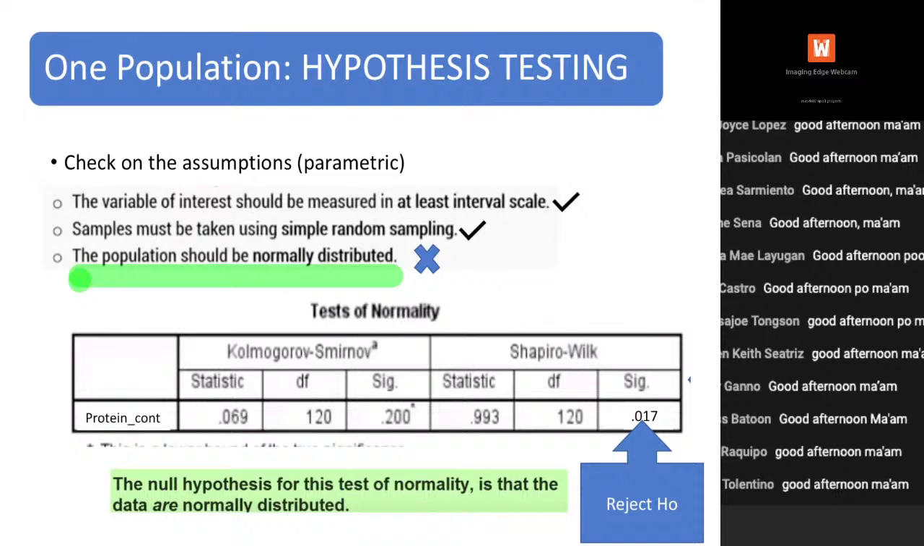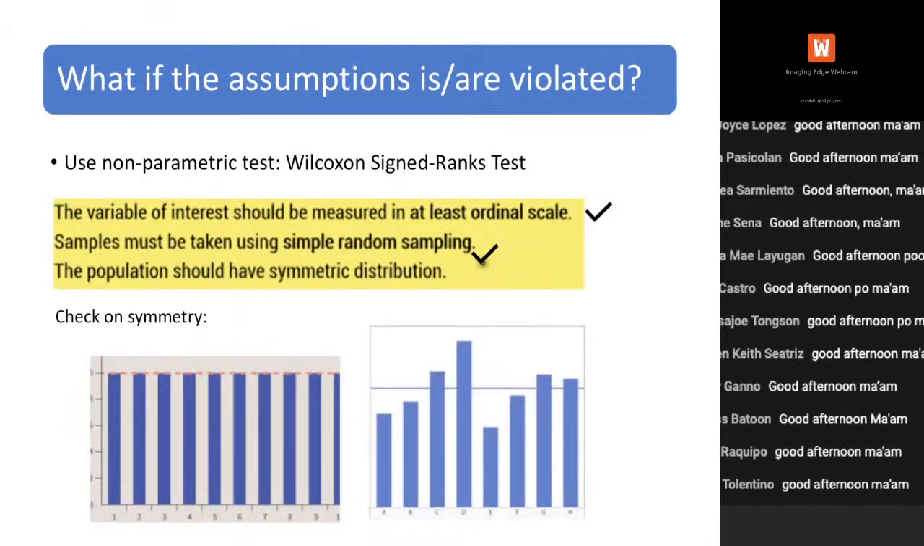So, I have to resort to another type of test. This time, non-parametric test. Okay? Because I violated one assumption of the parametric test. So, hindi na pwede ang Z, hindi rin pwede ang T. Tingnan natin kung pwede itong non-parametric test na Wilcoxon signed-rank test. But like what I said before, lahat ng test may assumptions. So, may assumptions din ito.